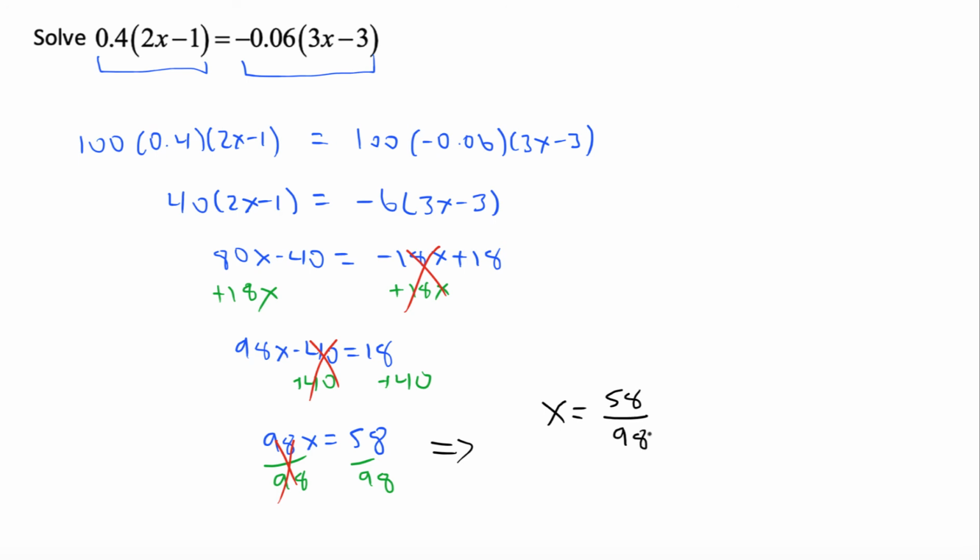Now this is a fraction which we can reduce. If we divide both the numerator and denominator by 2, 58 divided by 2 is 29, and then 98 divided by 2 is 49. Unfortunately we cannot reduce this anymore, but that's okay. This is our answer. So in this case the solution is x equals 29 over 49.